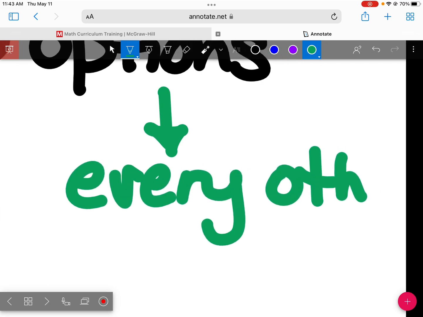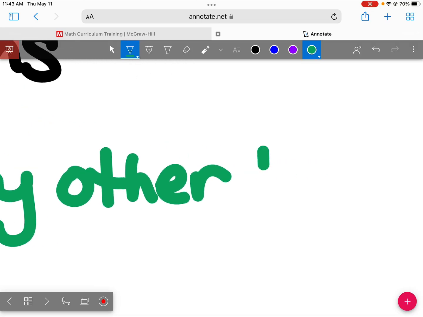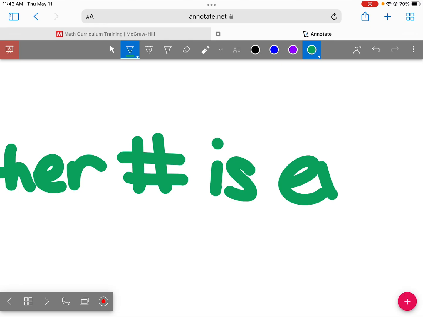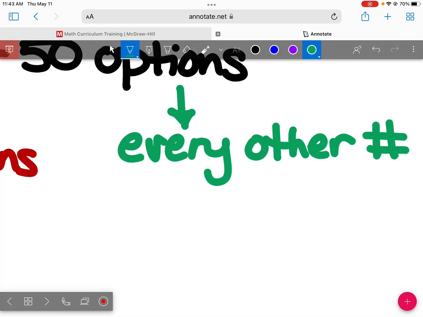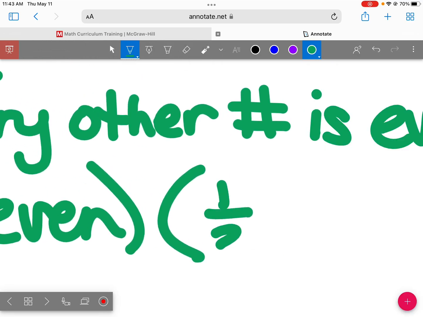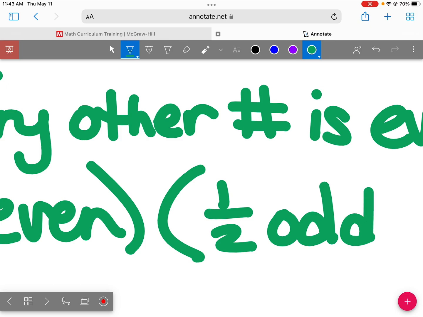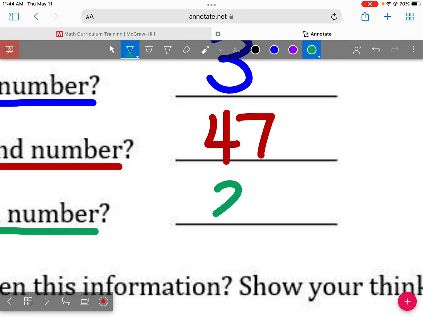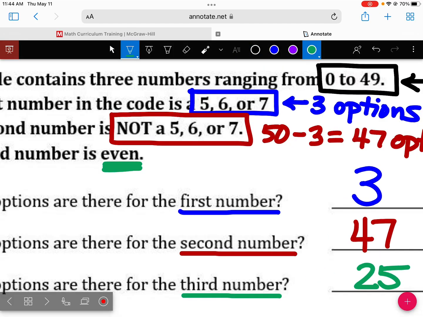Every other number is even. So half of the numbers are even. Half of the numbers are odd. So how many options do we have? 25.